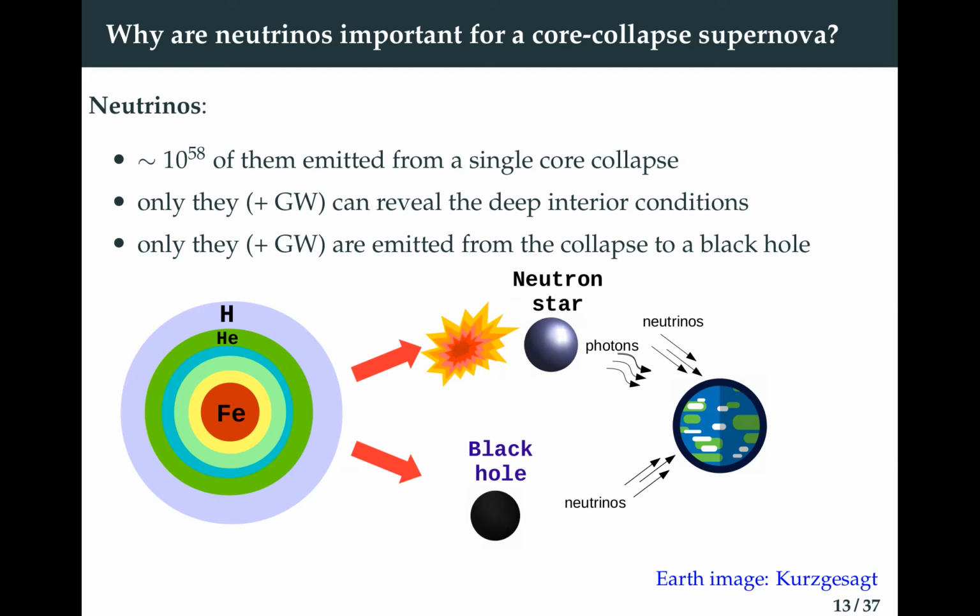But in this process, we get 10 to the 58 neutrinos. That's a lot of neutrinos, which can give us a lot of information. Yeah, this lady basically told us that stars are balls of gas. So that's why we know we have balls of gas in the sky.